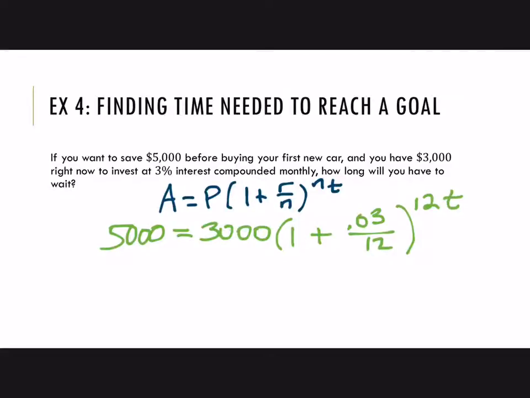Alright, so the next step is to simplify as much as possible. So let's see if we can work out any of this over here on the right side of the equation. Alright, so let's find what is 1 plus 0.03 divided by 12. And that does work out evenly. I don't need to round to figure that out. And that's 1.0025.